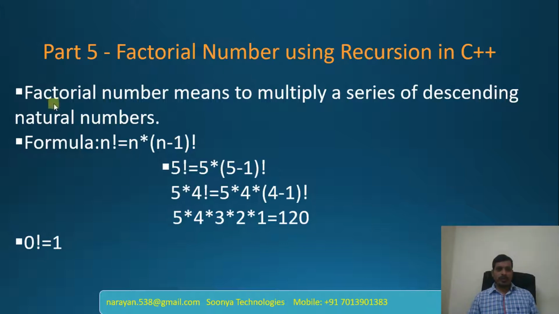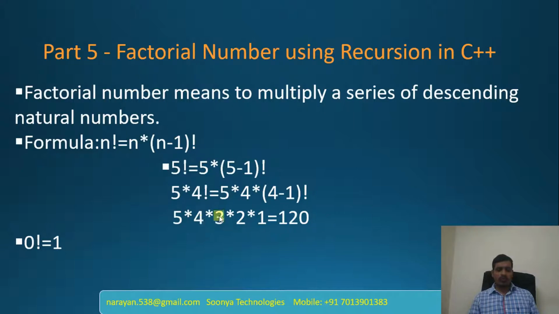What is a factorial number? Factorial number means to multiply a series of descending natural numbers. The formula to calculate the factorial of a number is n factorial equal to n into n minus 1 factorial. For example, if you want to calculate 5 factorial, then 5 factorial equal to 5 into 5 minus 1 factorial. Here 5 minus 1 factorial means 4 factorial. That means we need to calculate 4 factorial.